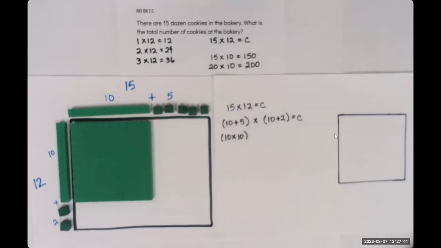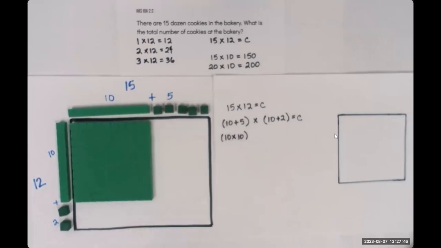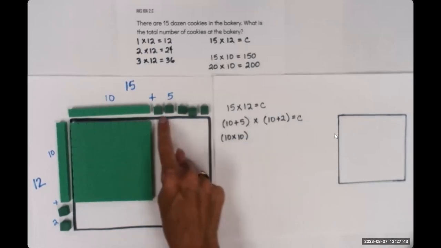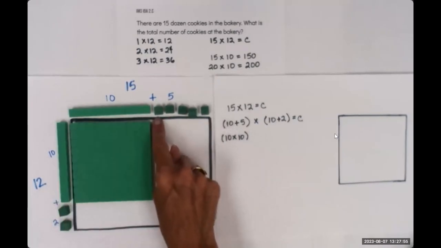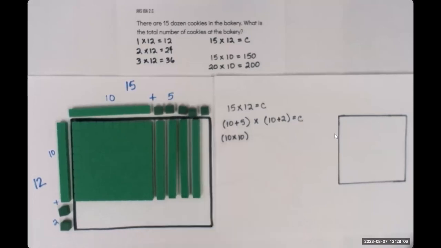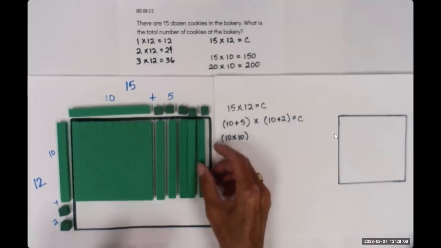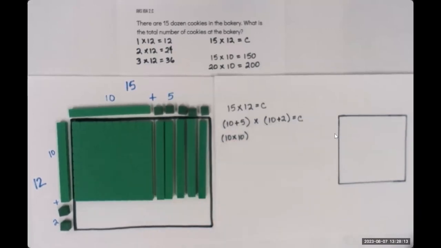Let's look at another partial product, or area, of this rectangle. I see a length of 5 here, and then again, there's a width of 10. So 5 groups of 10 would be 50. So I can fit 50 in this area. I'm going to jot that down.